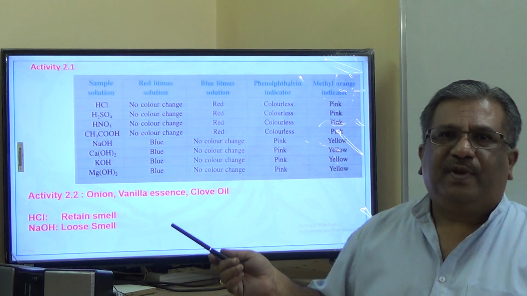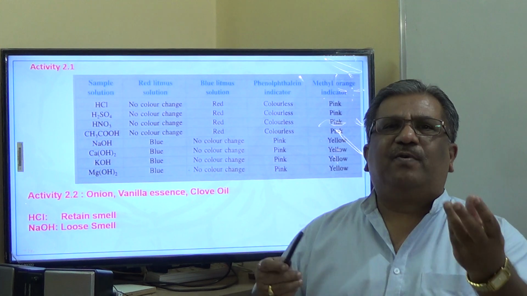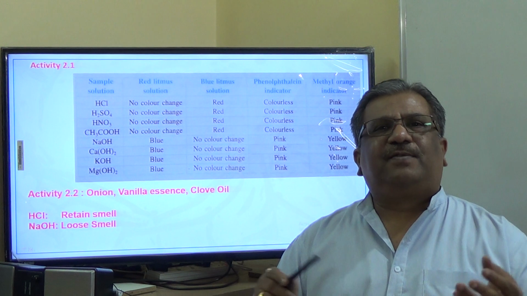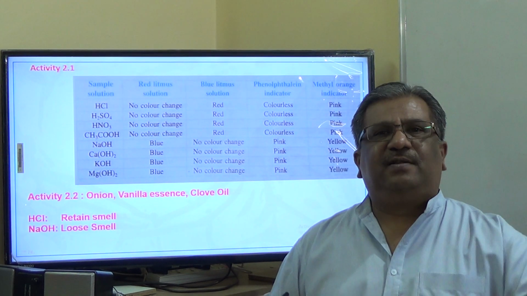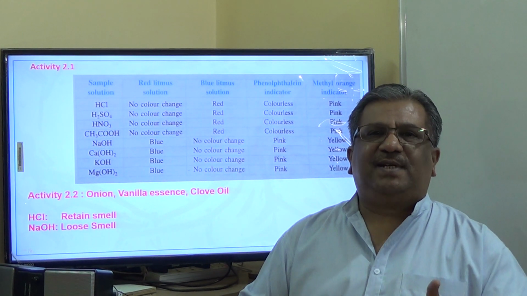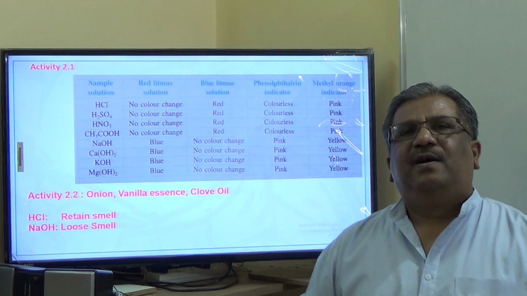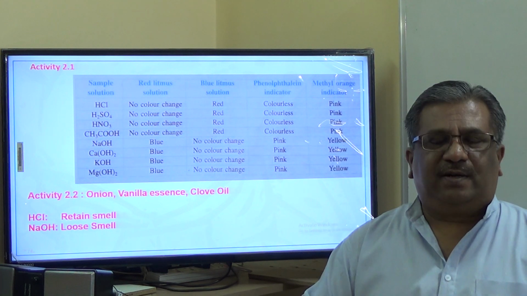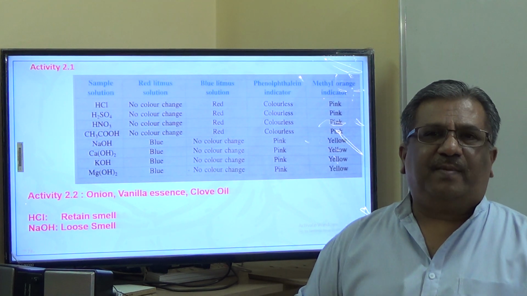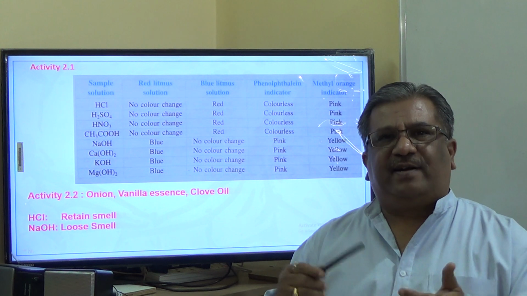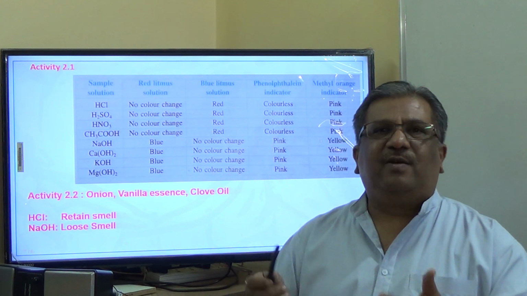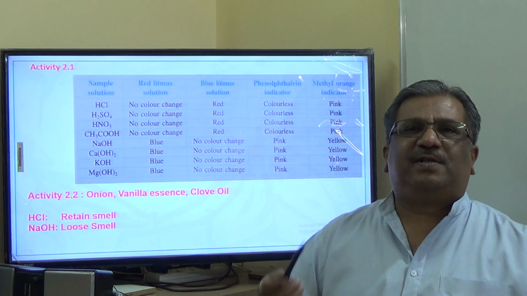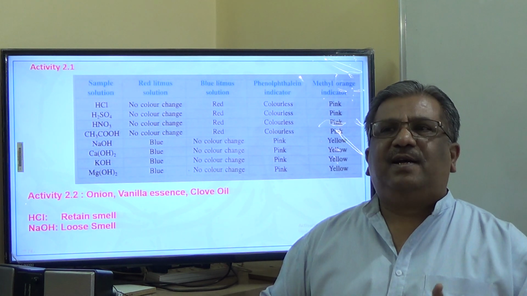Similarly, clove oil. Take a few drops of clove oil in a test tube, add a few drops of hydrochloric acid, and after some time you smell it, you will still find the clove smell. Means in acidic presence, it will retain its smell. Similarly, in a test tube containing a few ml of clove oil, if you add a few drops of sodium hydroxide solution and shake well, after some time you will not be able to smell the clove oil. Means it has lost its smell.